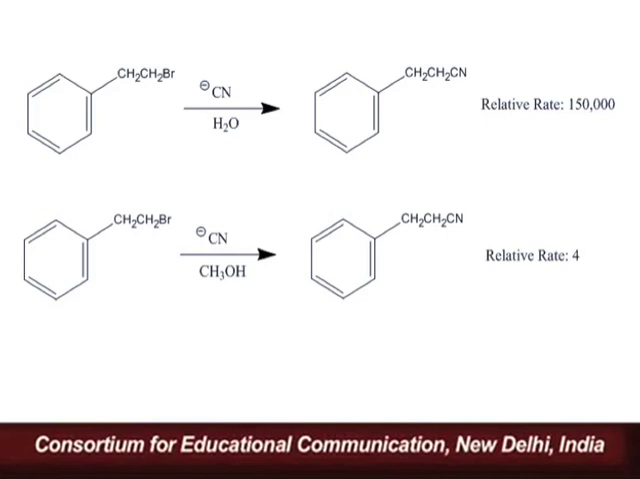In one reaction, we've taken water as the solvent. In the other reaction, we've taken methanol as the solvent. And what we find is that the reaction in which we have taken water as the solvent, there the relative rate of reaction is 150,000 times greater than the reaction which is being carried out in methanol.